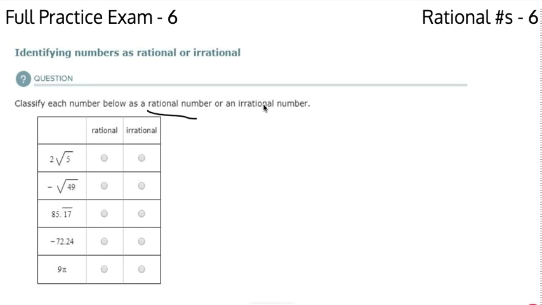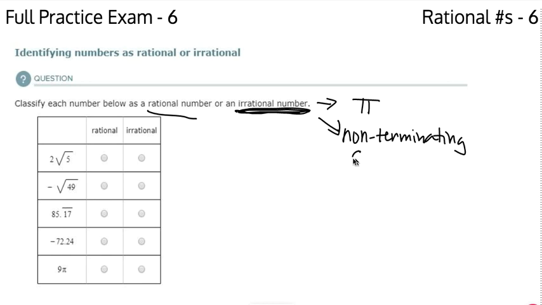As a quick way to check, if it was me, I would focus on what makes something irrational because it's a very small list of things. Okay, an irrational number is pi. Anything that has pi involved in it at all, automatically irrational. It's also a non-terminating decimal. That means a decimal that never ends.